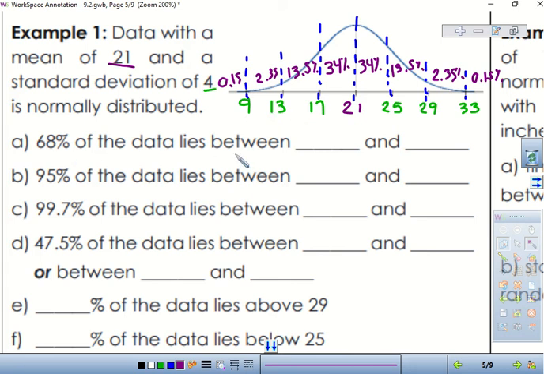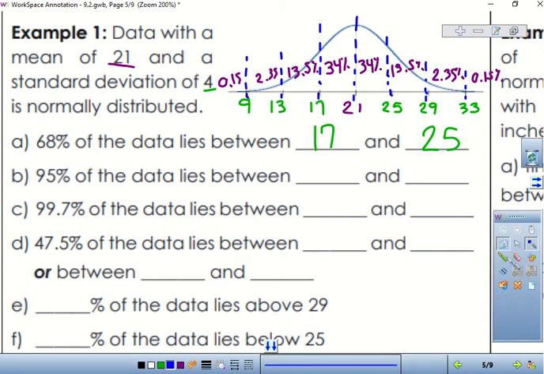So 68% of the data lies between 17 and 25. The reason we know this is because 34 plus 34 is 68, right? So 68% of the data lies here in this middle section. And this is also following the empirical rule.